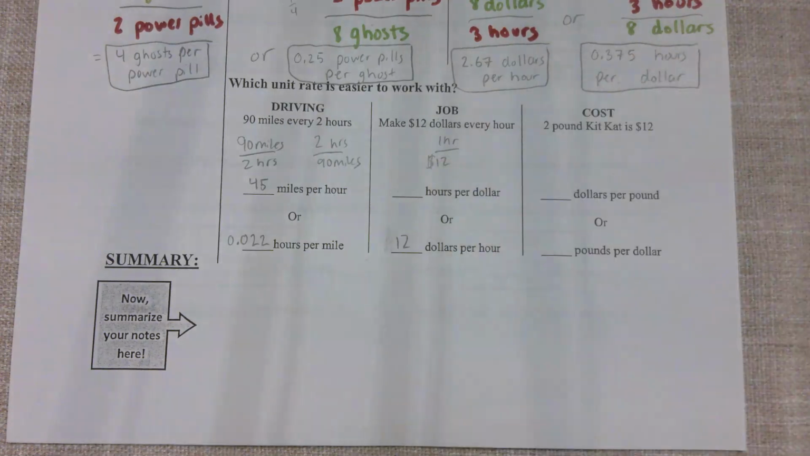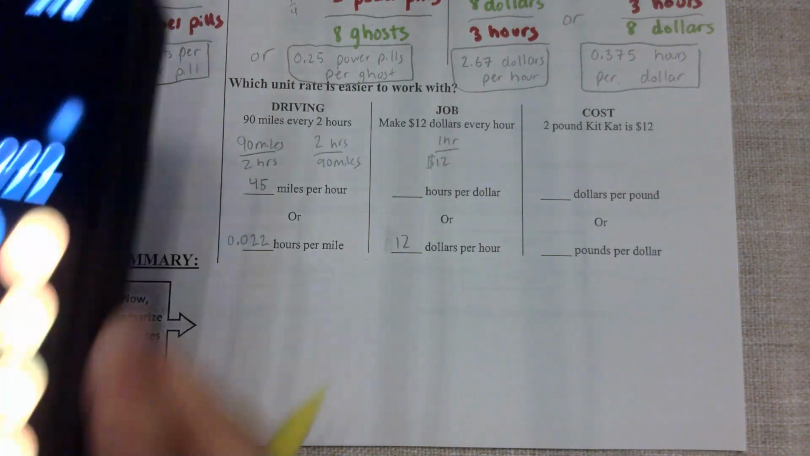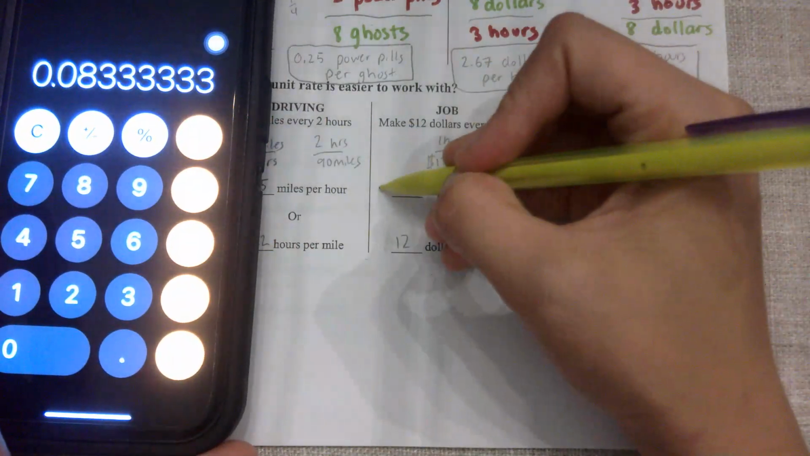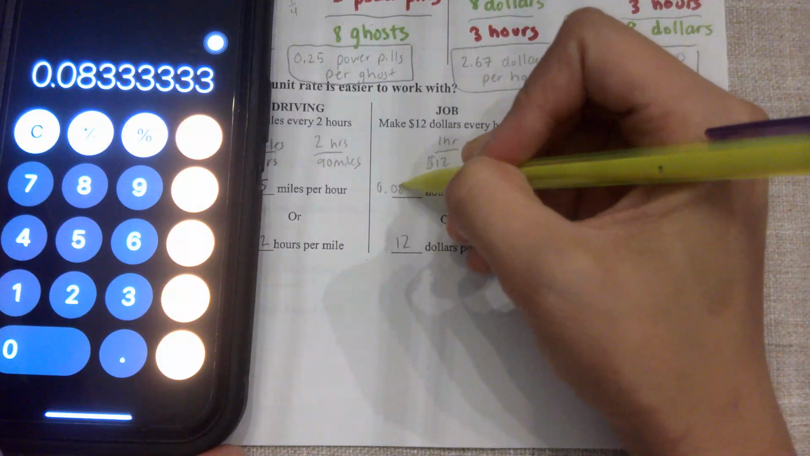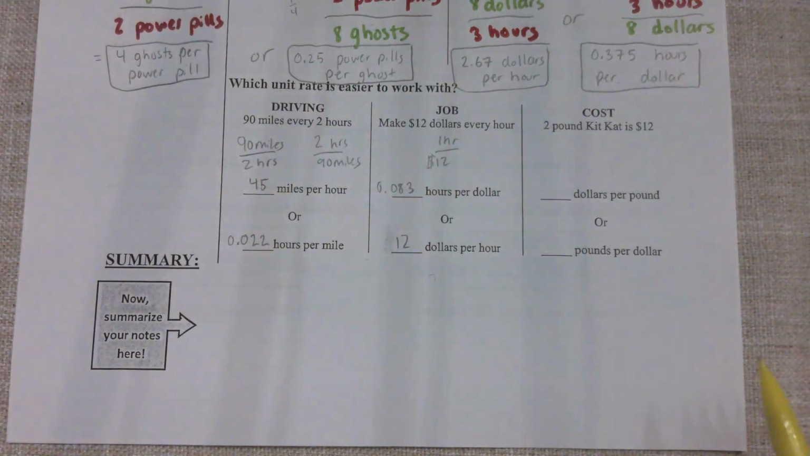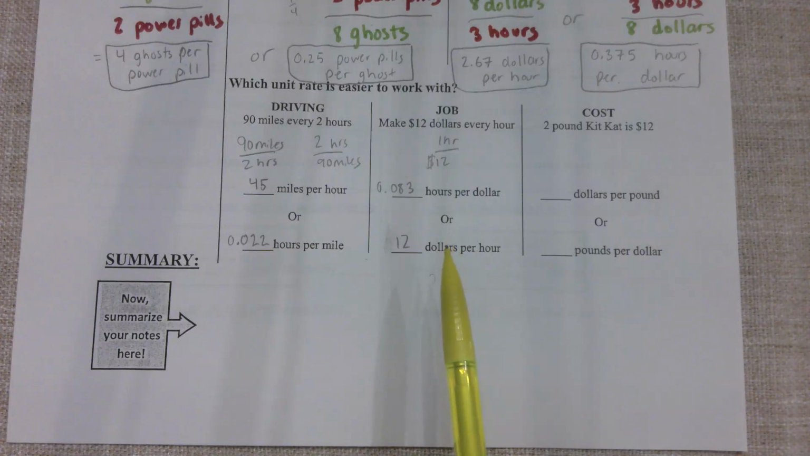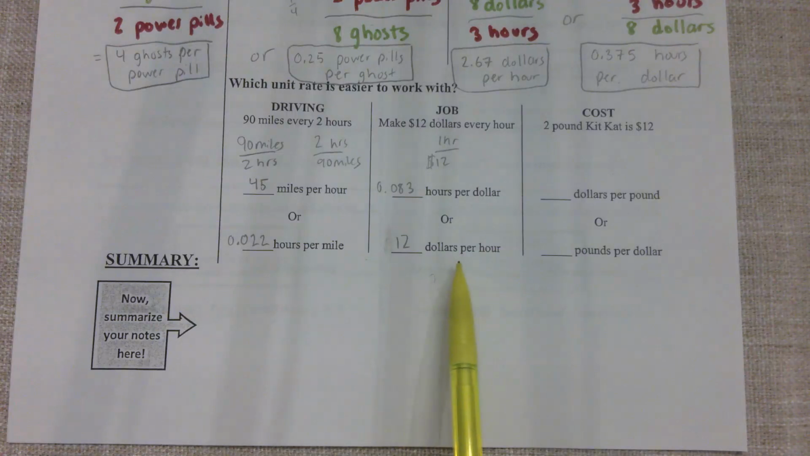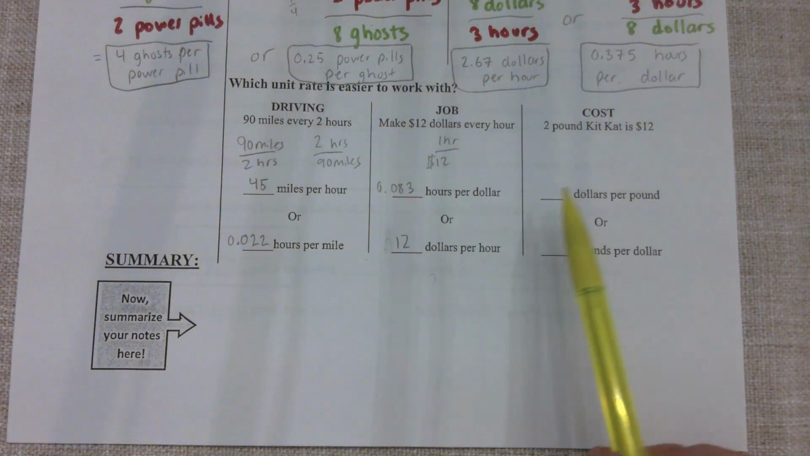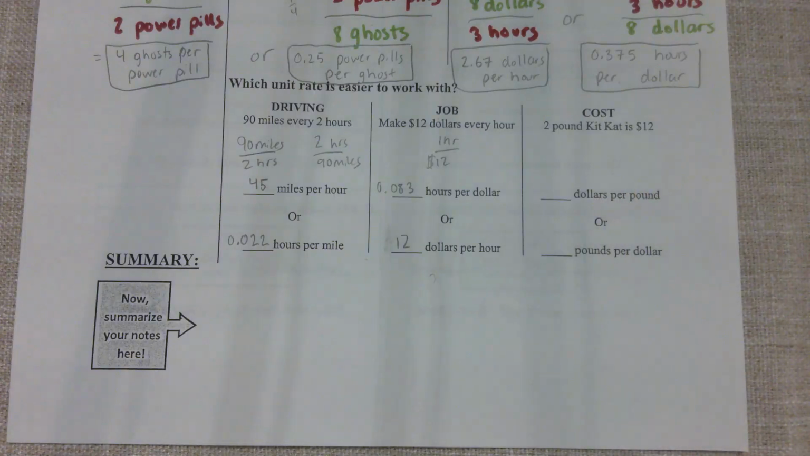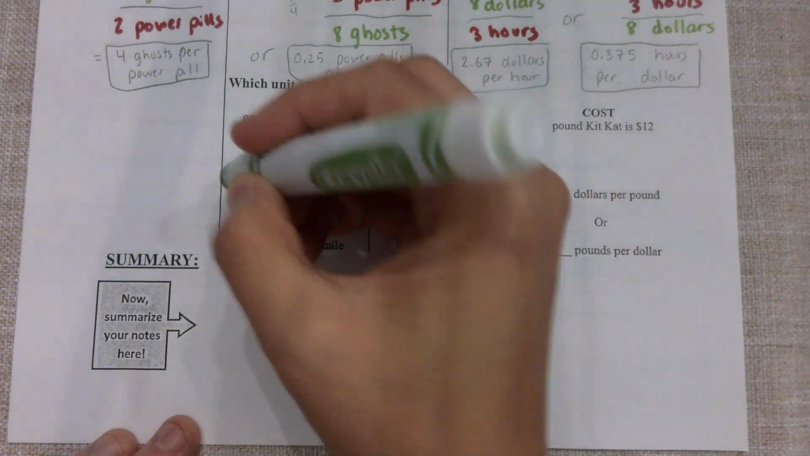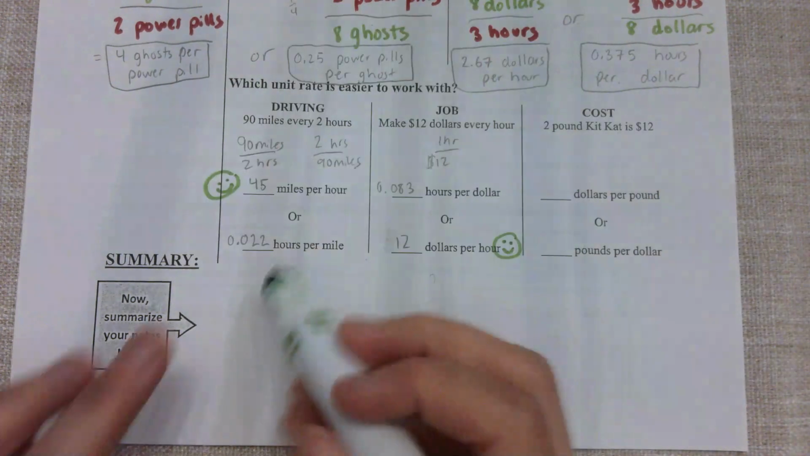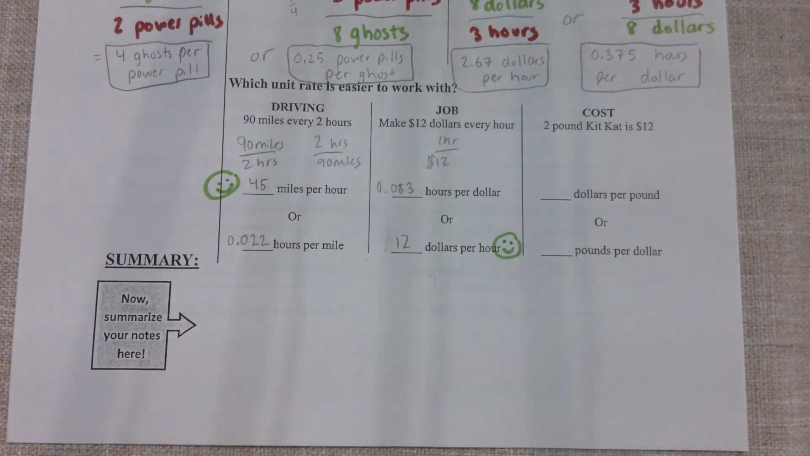So I'll use my calculator again. 1 divided by 12, 0.083 hours per dollar. So typically when you're thinking about a job, it makes more sense to think about it in dollars per hour. And then finally, right, so let's see. This one is preferred. This one is preferred. And these aren't wrong. These are just like preferred, you know?